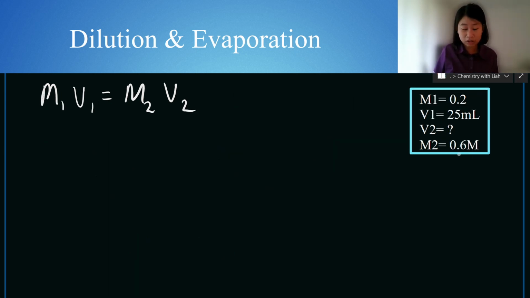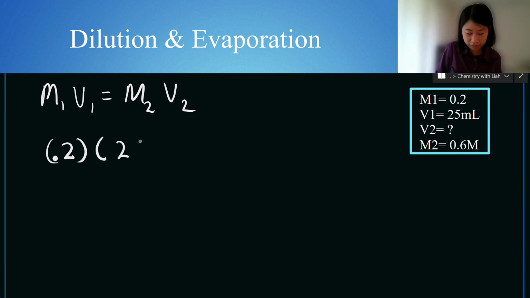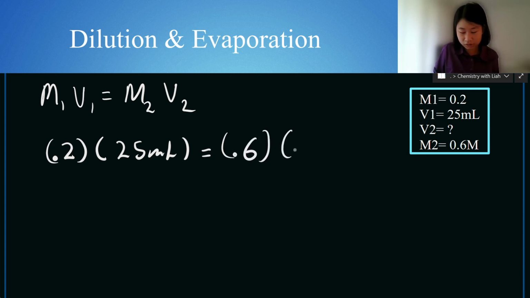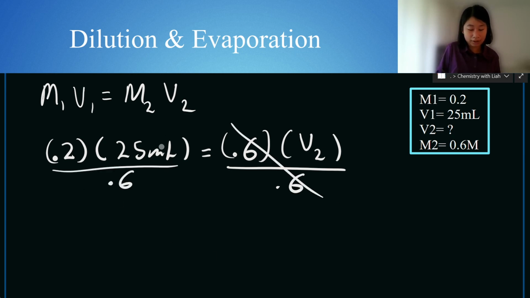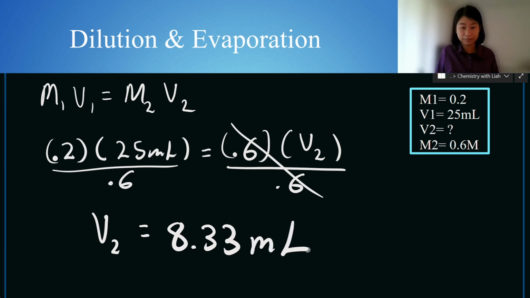In this case, we need to find the final volume. So we're going to plug in the rest of the values that we do have. M1 is going to be 0.2, V1 is 25 ml, and we're going to set this equal to 0.6 for the final concentration times V2. So we need to find V2. We need to get it alone, so we're going to divide both sides by 0.6, and we will have V2 equal to the value here. V2, our final volume, will be equal to 8.33, and this will be in milliliters.